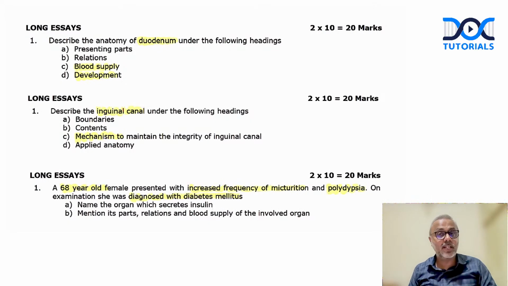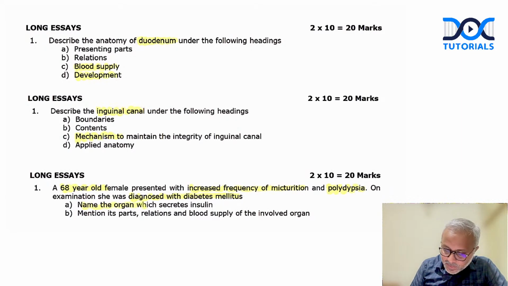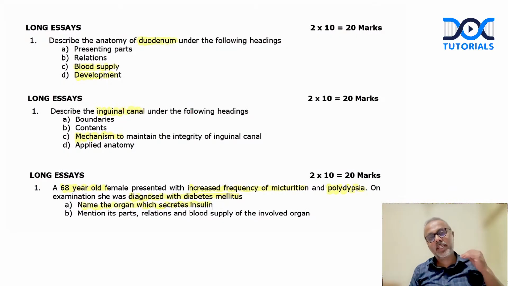See, this is what I said. The diagnosis is most likely to be given in anatomy. Name the organ which secretes insulin. Can you expect an easier question than this? Right? Pancreas. And talk about the relations, blood supply, parts of the organ, right?